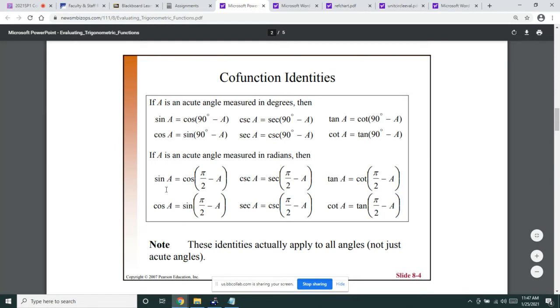So notice for this formula, if your angle is in radians, the sine of A is equal to the cosine of pi over 2 radians minus A. The cosine of A is equal to the sine of pi over 2 minus A, and the tangent of A is equal to the cotangent of pi over 2 minus A. Okay, here's an example that uses these formulas.